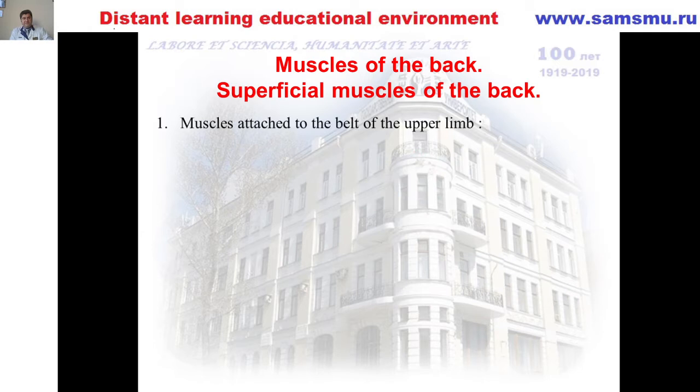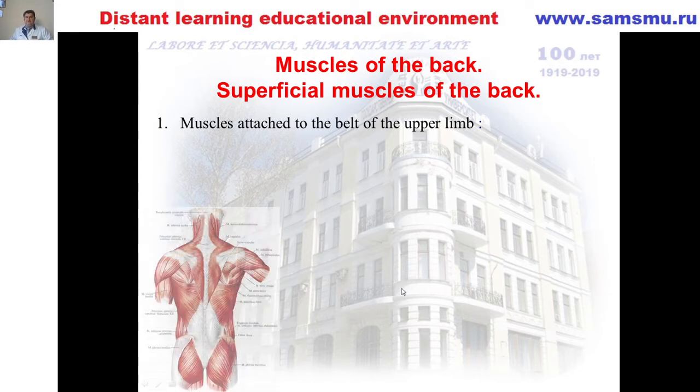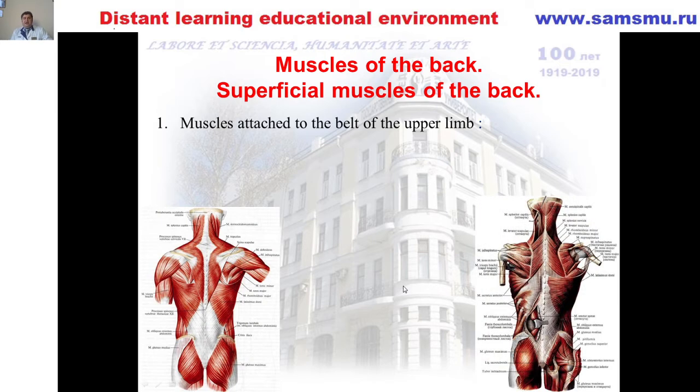So first we'll talk in detail about superficial muscles of the back. And first we'll talk about the muscles attached to the belt of the upper limb. The trapezius muscle, in Latin this is musculus trapezius. You may see this muscle on the left picture.